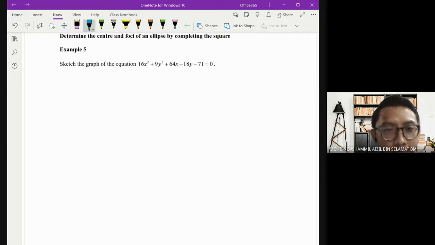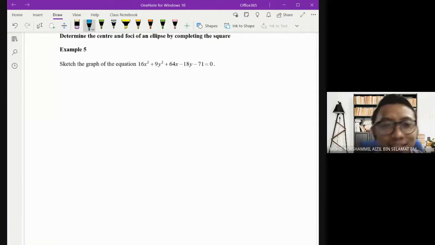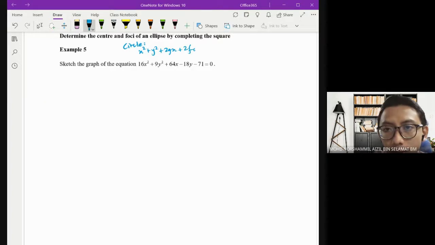Macam mana nak bezakan equation circle dengan equation ellipse? Tu sama tu, lebih kurang. How to differentiate between equations yang ada dua boleh ubah ke sir? Macam ni nak bezakan circle dengan equation circle. Ingat lagi tak equation circle? Equation circle kata dia punya general formula tu adalah x square plus y square plus 2gx plus 2fy plus c equals to 0, betul tak?